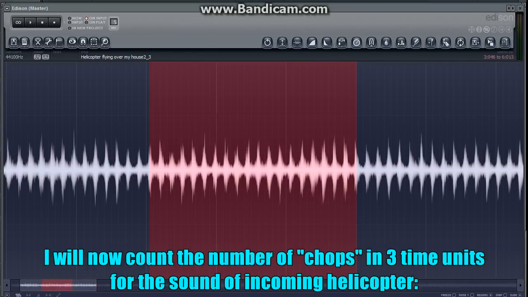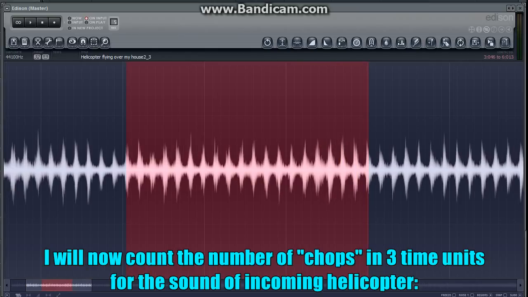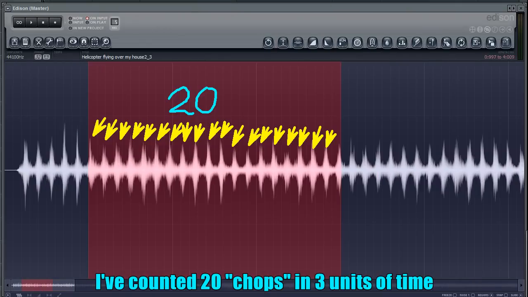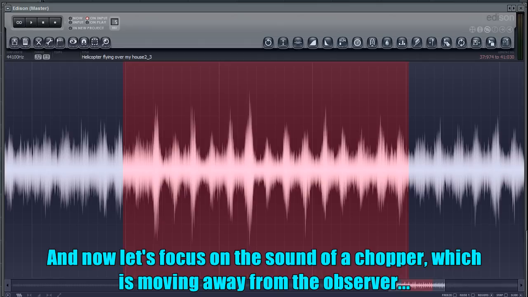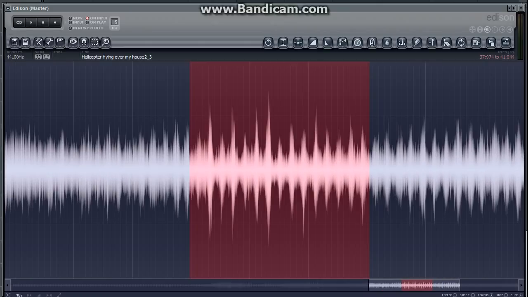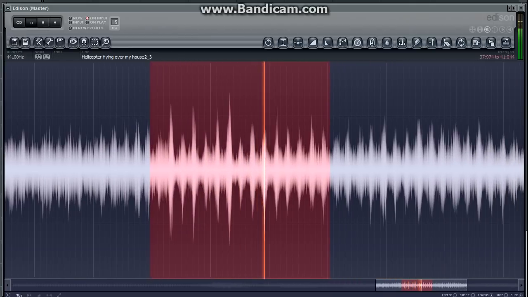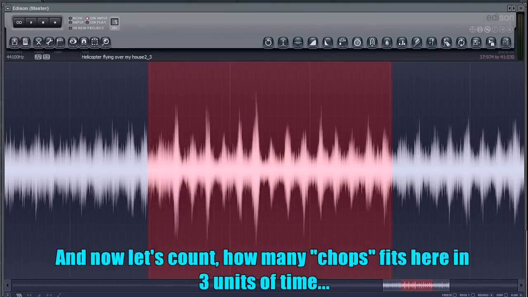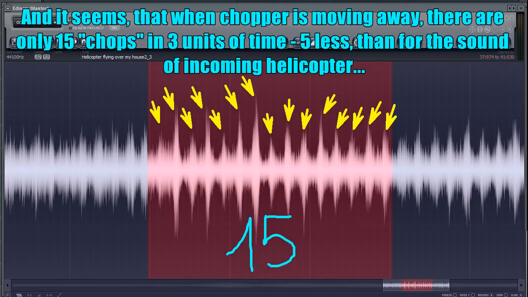I will now count the number of chops in three time units for the sound of the incoming helicopter. I counted 20 chops in 3 units of time. And now let's focus on the sound of a chopper which is moving away from the observer. Let's count how many chops fit here in 3 units of time. It seems that when the chopper is moving away, there are only 15 chops in 3 units of time, 5 less than for the sound of the incoming helicopter.